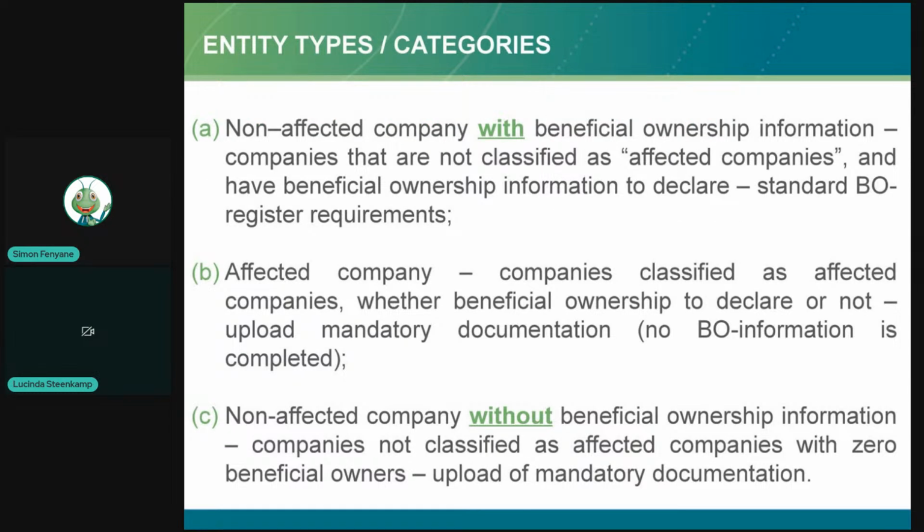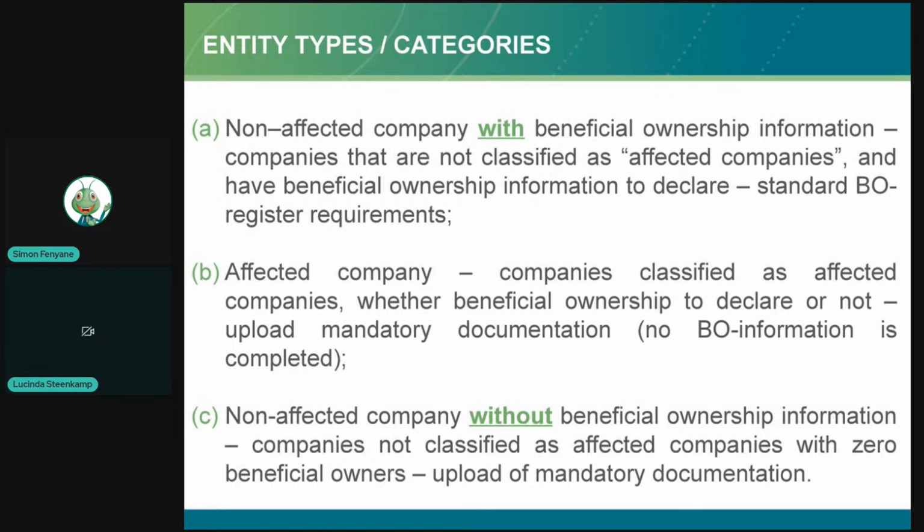Okay, so we work with 3 types of categories that a company can select when filing their beneficial ownership declaration. The first one is the non-affected company with beneficial ownership information. These companies are not classified as affected companies and they have beneficial ownership information to declare. This is the standard BO register requirements, and the most prominent declaration that we do receive is non-affected with beneficial ownership.